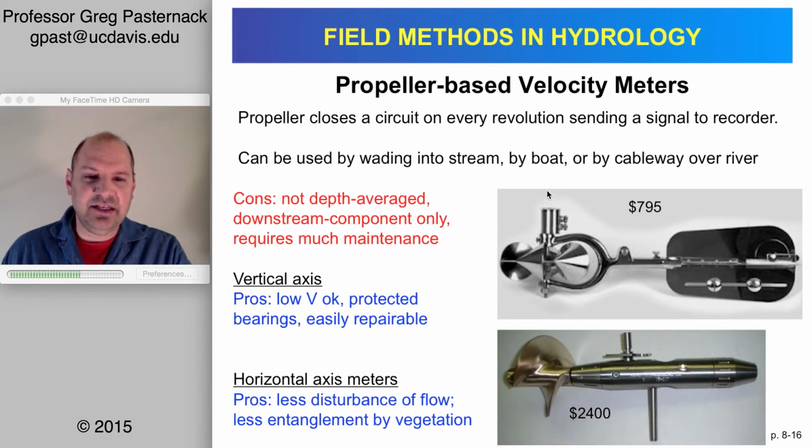The vertical axis is what's traditionally used more commonly in the US. It's a USGS style velocimeter. It has some advantage in that everything is protected inside these sealed areas, but it has a major disadvantage in that material can get hung up in the propeller. So if there's vegetation or sticks, I've had that experience where it can get caught in here.